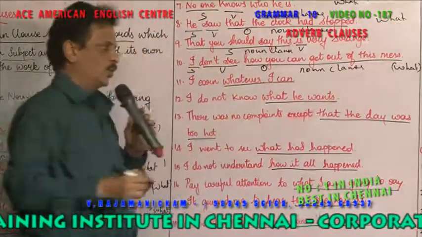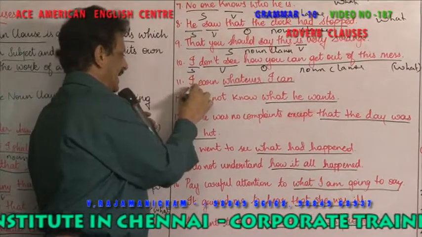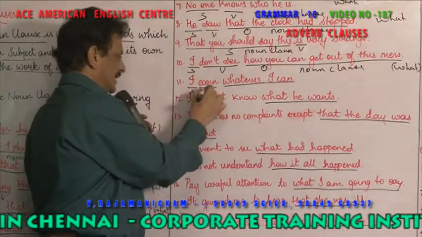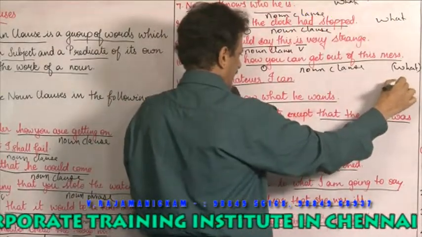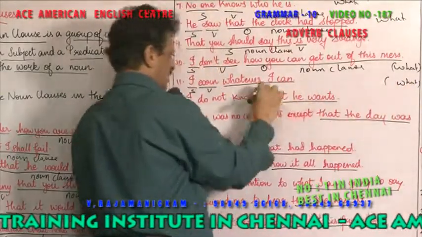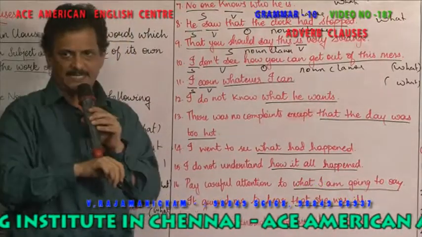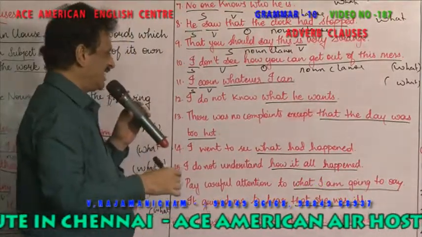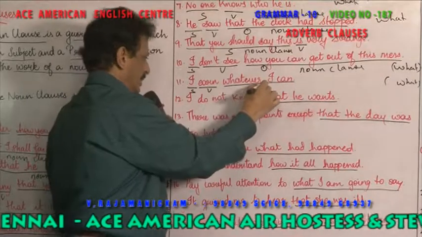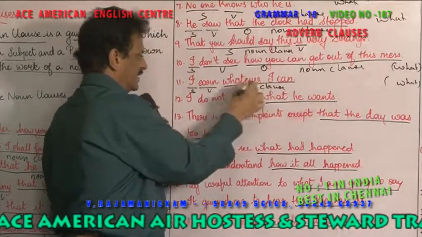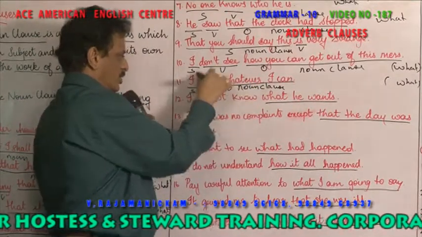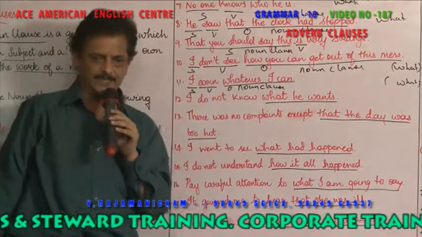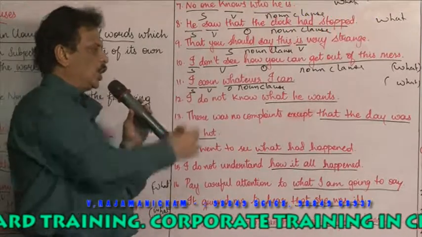I yearn whatever I can. I is the subject, yearn is the verb. You ask a question once again: what? The answer you get is whatever I can. So whatever I can is the object of the verb yearn. It comes in a sentence, so it is a clause. It does the function like a noun, so it is a noun clause, and it is also the object of the verb yearn.